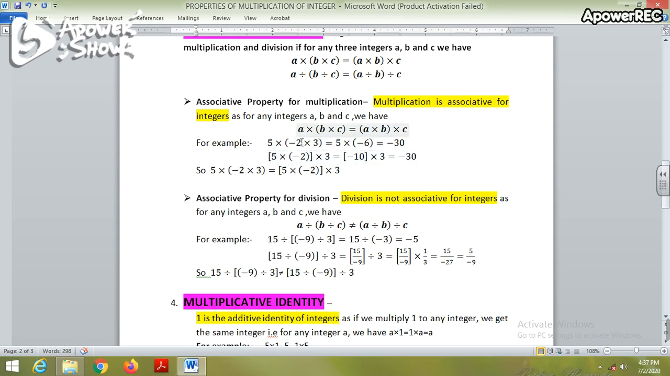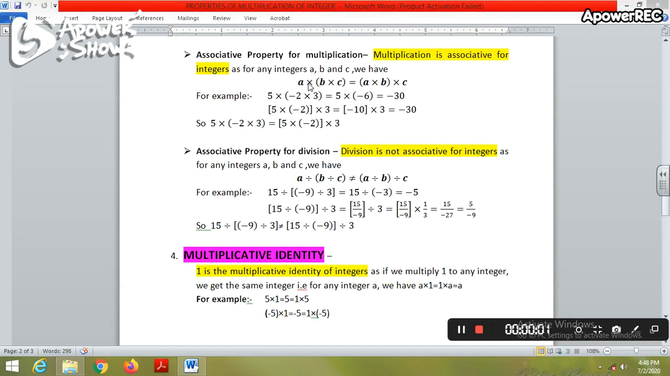So here either you multiply minus 2 and 3 first, or you can multiply 5 and minus 2 first. The answer which you will get in both cases is equal. So for any integers a, b and c, we have (a multiplied by b) multiplied by c equals a multiplied by (b multiplied by c).